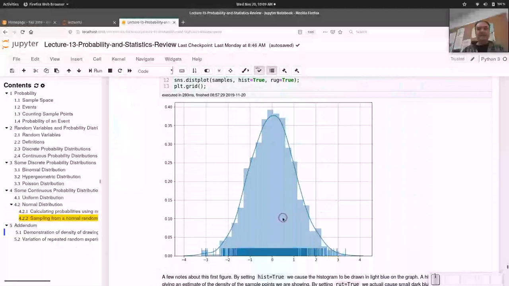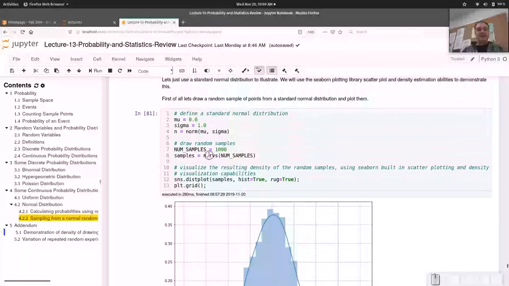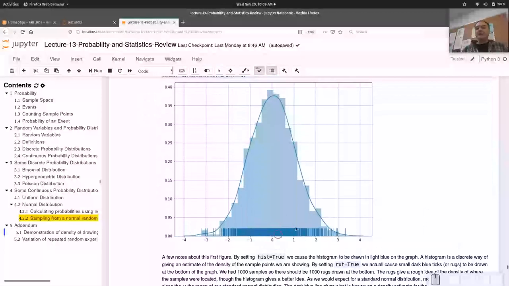So if you look in the addendum, here I do kind of the same thing, but we draw samples from a standard normal distribution with a mean of 0 and a standard deviation of 1, right? I want to show that again. If you're generating random numbers, here we're generating random numbers not from a uniform distribution, but from a normal distribution. That means that you're most likely to get values around 0. Here the little ticks are called rugs.